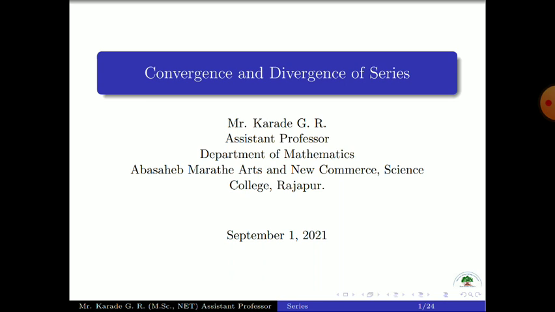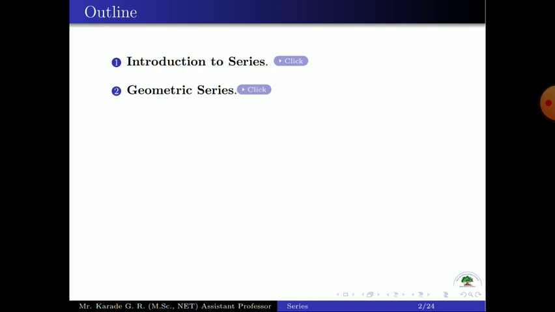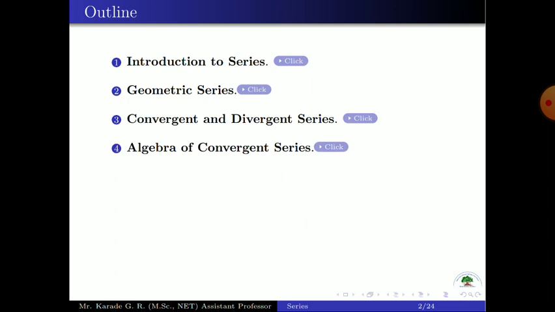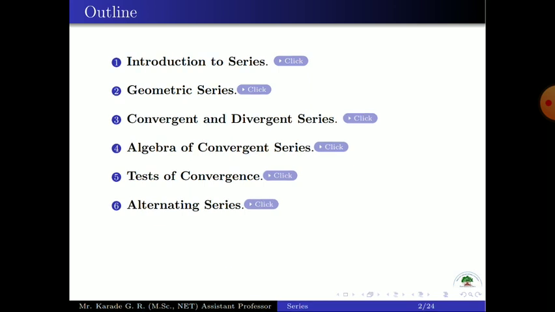In this lecture we are going to study convergence and divergence of series and the tests of convergence. In the previous lecture, up to now, what we have seen is geometric series, convergent and divergent series, algebra of convergent series. Now in this lecture we study the fifth point, test of convergence of a series.